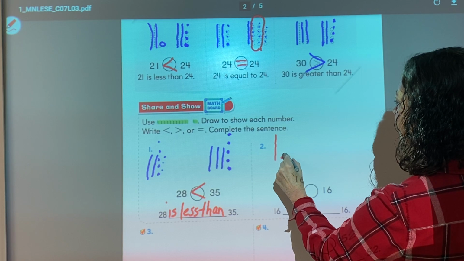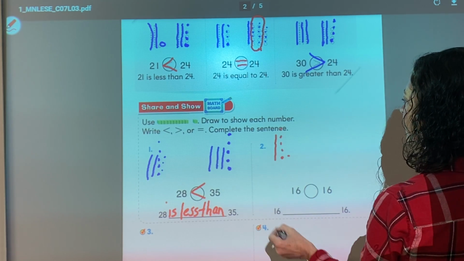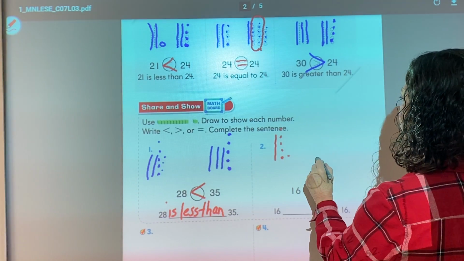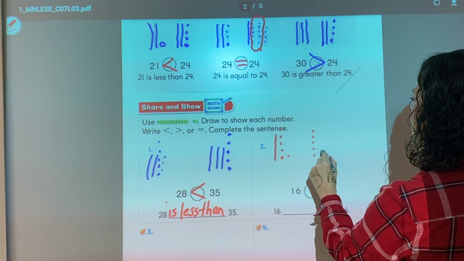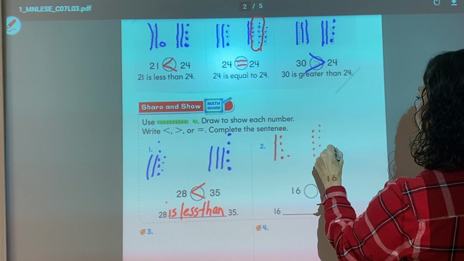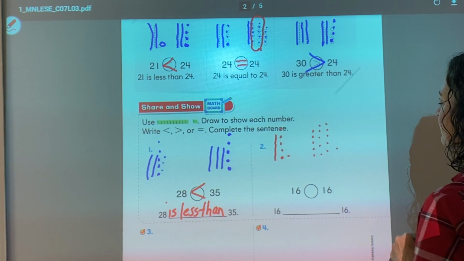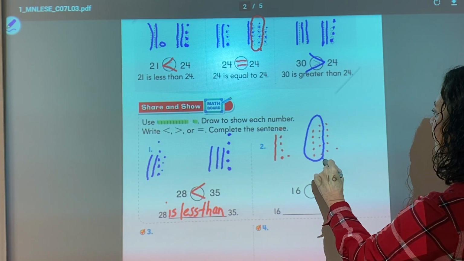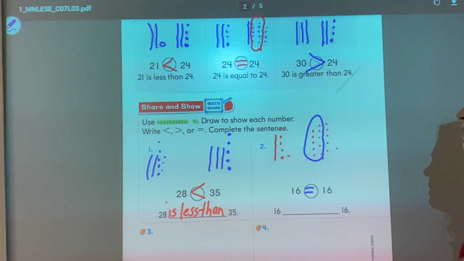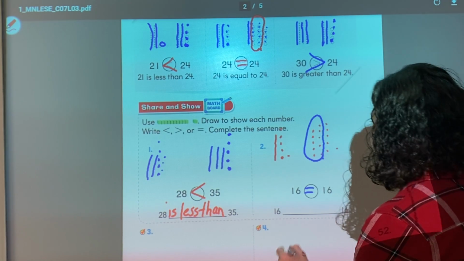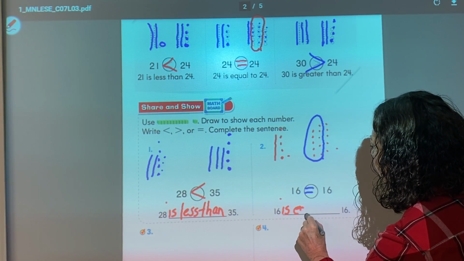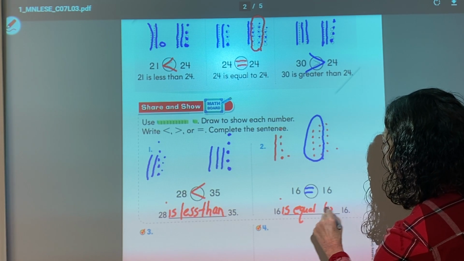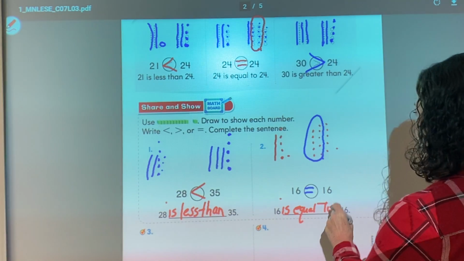And then our second one is 16 is equal to 16. Okay. I have 1 ten and I have 6 ones, or I could just write 16 ones. 1, 2, 3, 4, 5, 6, 7, 8, 9, 10, 11, 12, 13, 14, 15, 16. Either way I write it, because this actually turns out to be 1 ten and 6 ones. So that number is equal, because 16 is equal or the same as 16. And then when I write it, 16 is equal to 16.